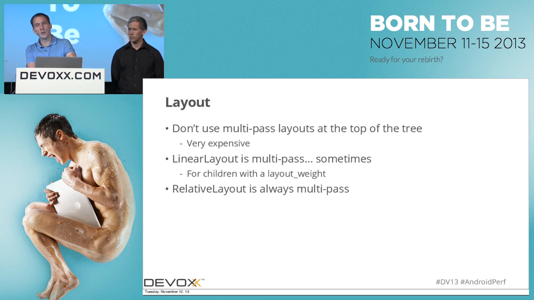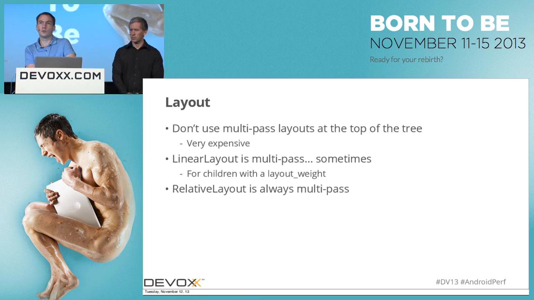Again, there are two layouts in the framework that can cause multiple measure passes. The first one is linear layout. For any child that has a weight, that child will be measured twice. And if you have a relative layout, every child of the relative layout will be measured twice. So relative layout in particular can be really, really bad.